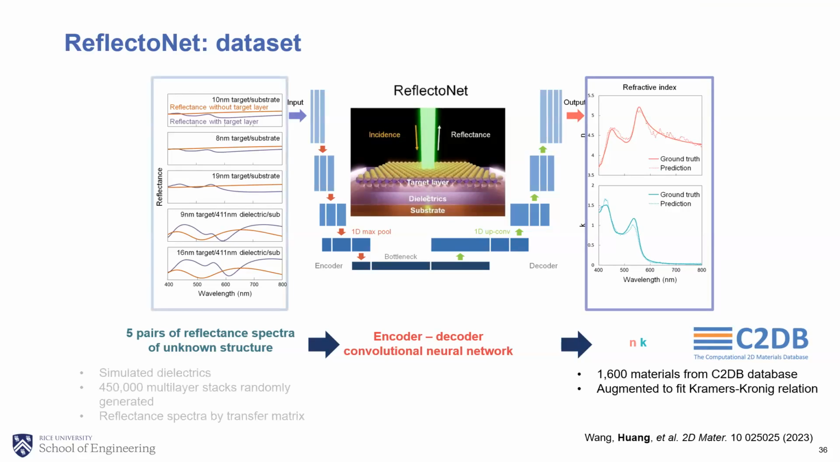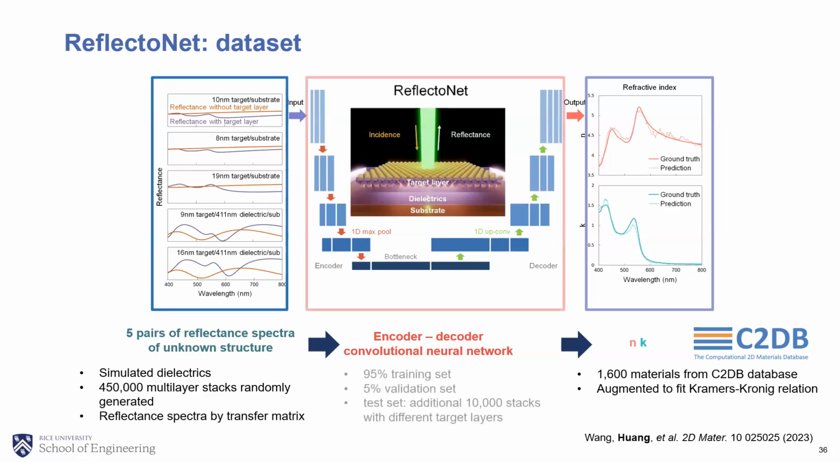For the input data, we used simulated dielectrics using the Sellmeier formula. And overall, we randomly generated 450,000 multi-layer stacks. And then we calculate the reflectance spectra for these structures using the transfer matrix method, which is a very rapid and precise way to obtain the reflectance spectrum.